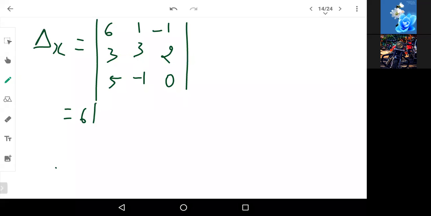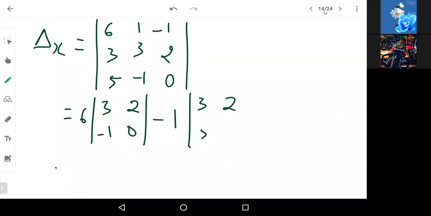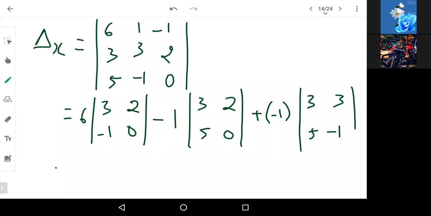6 with the determinant value. Find the determinant here: 3, 2, minus 1, 0. Minus 1, 3, 2, 5, 0. Again, plus of minus 1, 3, 3, 5, minus 1. Delta x is equal to 40. Correct, Pawan. Very good. Others solve. Yes, correct, Ashwini. Others solve and say me the answer.